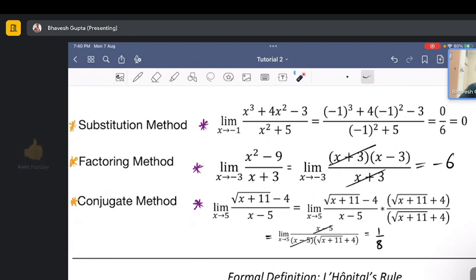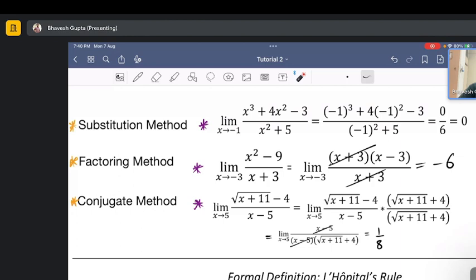And the third method is the conjugate method. You might have a situation like this: square root, some kind of surds. So in the case of surds, we do this kind of conjugation, multiplication and division, because in this case you again have a 0 by 0 form. So you need to figure out what are those factors which are creating a problem for you. But in this case it is not very obvious to do a factorization.